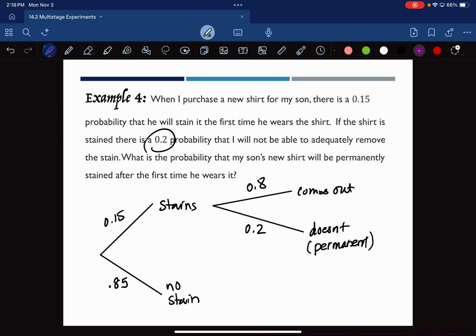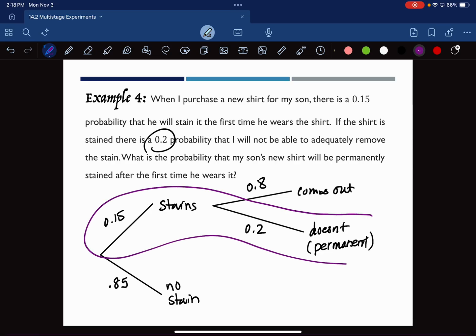Now that we've got the tree diagram fully filled in, we're going to answer the question asked. What is the probability that it will be permanently stained? So this is the tree branch that it's describing. What do I need to do to find that probability? Close. Multiply. We're going to multiply along tree branches, okay? There are cases where we add something, but it's not along a branch. We'll come back to those. But if we're going along a branch, from start to finish, it's always multiplication.